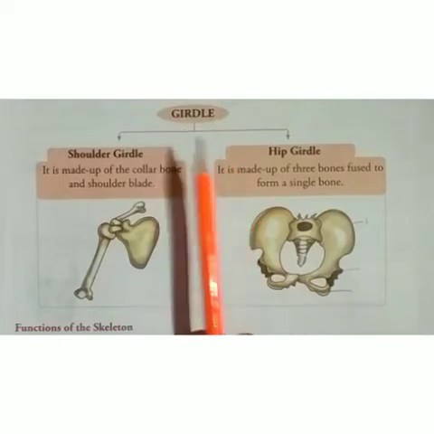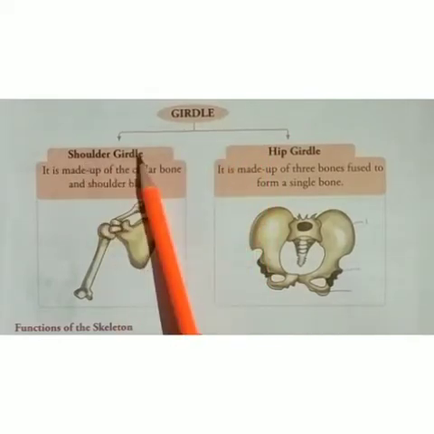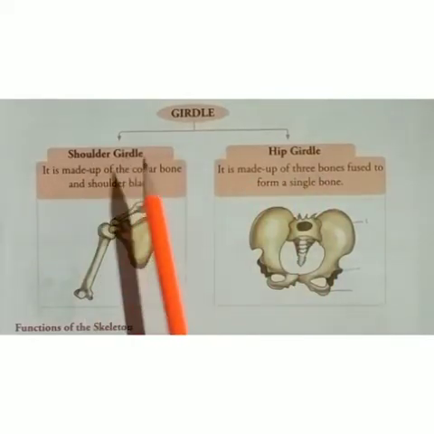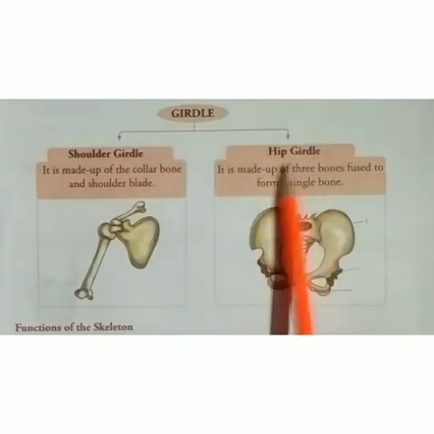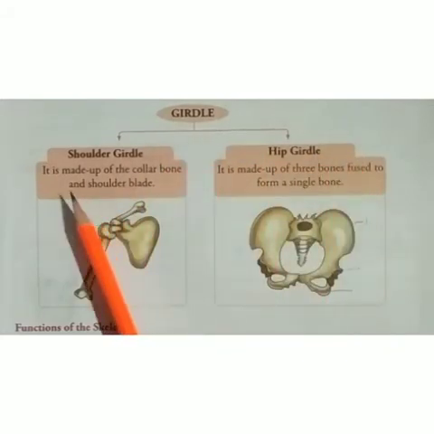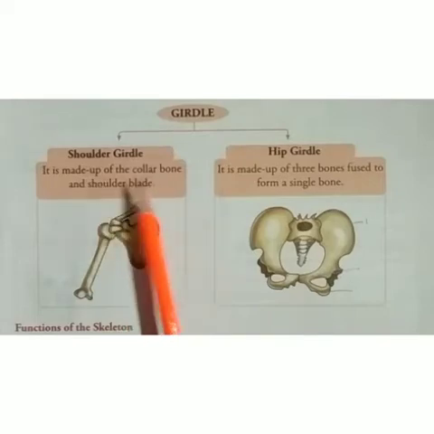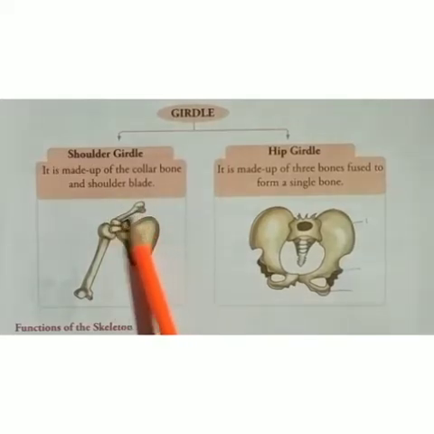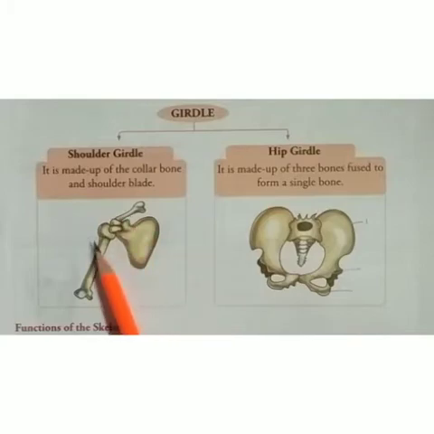Girdle. A girdle is a bony ring-like structure which is present in our body. There are two types of girdles. What are they? Shoulder girdle and hip girdle. The shoulder girdle is present in the shoulder region, and the hip girdle is present in the hip region. The shoulder girdle is made up of two bones. What are they? Collarbone and shoulder blade. This is the collarbone and this is the shoulder blade. These two bones are attached to the humerus. And what is the humerus? The humerus is the upper arm.